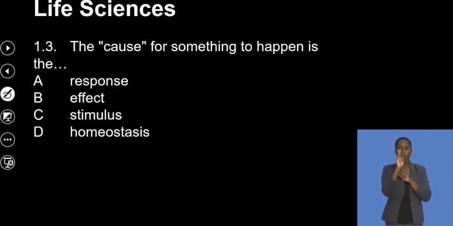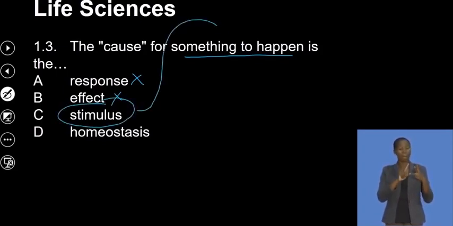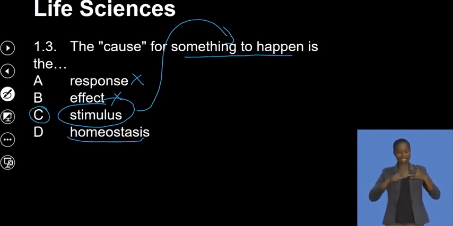The cause for something to happen, is it the response? No, that's the change. The effect is the result. It's the stimulus, guys. So that is what causes something to happen. It's the stimulation, and that brings about homeostasis. So the correct answer here is C.